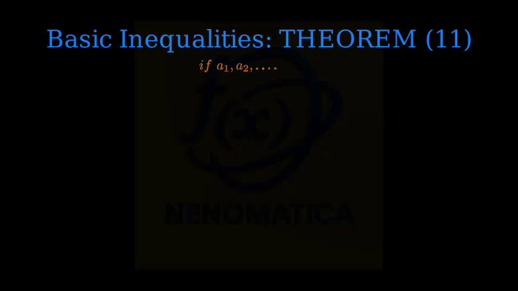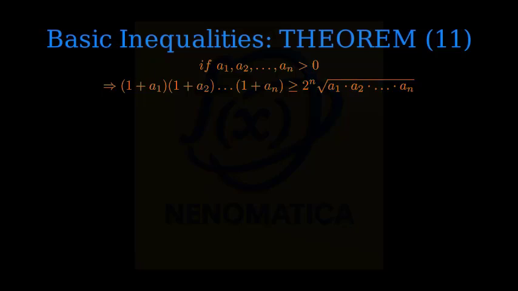The theorem states, if a sub 1, a sub 2, up to a sub n are all greater than 0, then the product of (1 plus a sub 1) multiplied by (1 plus a sub 2), and so on until (1 plus a sub n) is greater than or equal to 2 to the power of n multiplied by the square root of a sub 1 times a sub 2 times, up to a sub n. Now, let's move on to the proof of this theorem.